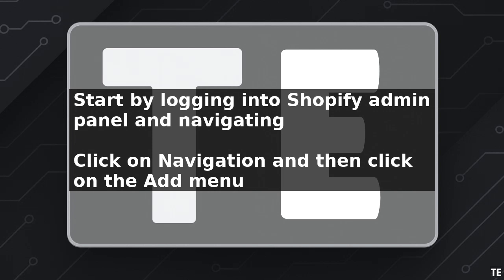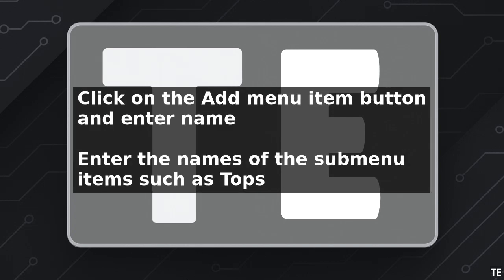In the Menu Items section, click on the Add Menu Item button and enter the name of the menu item that will have the drop-down options. For example, if you want a drop-down menu for clothing, you would enter clothing as the menu item name.